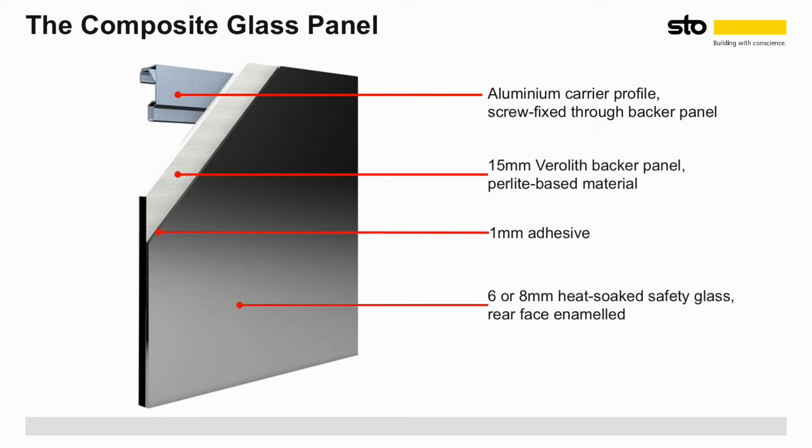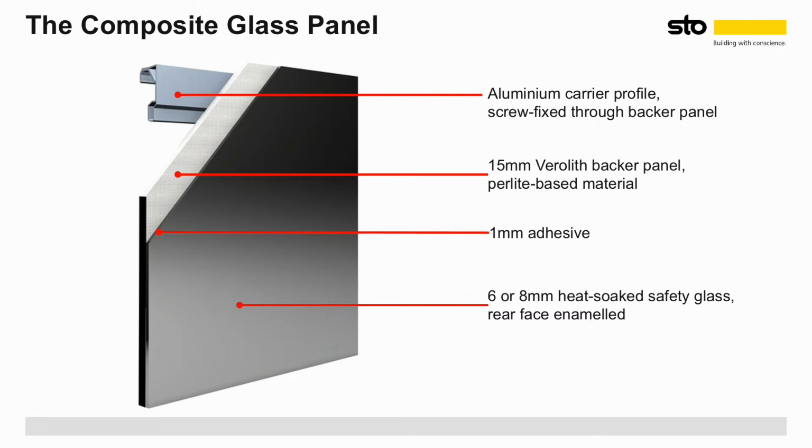The outer layer is a 6 or 8 mm heat-soak tested safety glass that is coated on the rear face with a mineralic pigment. The glass thickness is related to the size of the panel. The pigment is applied during the toughening process and baked into the rear surface of the glass. This means it can't be scratched off and will not fade. The safety glass is incredibly tough. Given sufficient impact, it shatters into small, safe chunks, not sharp shards, and remains bonded to the backer panel.